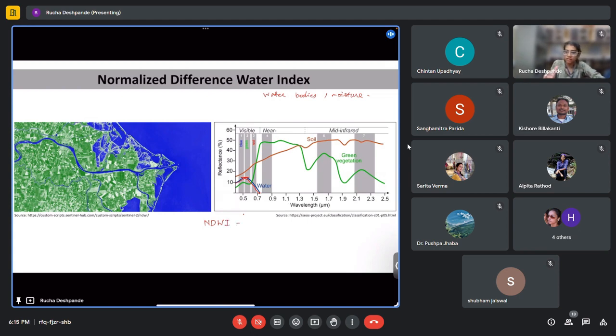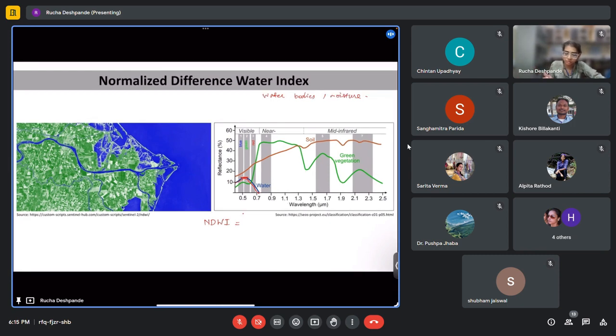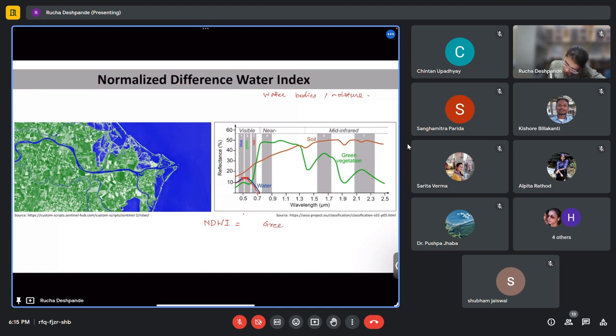NDWI. So this is one of the formulas of NDWI. There are other formulas which have their own logics. These formulas keep updating with time. So this is the formula that I found. So this is green minus short wave infrared. So it would be this difference.